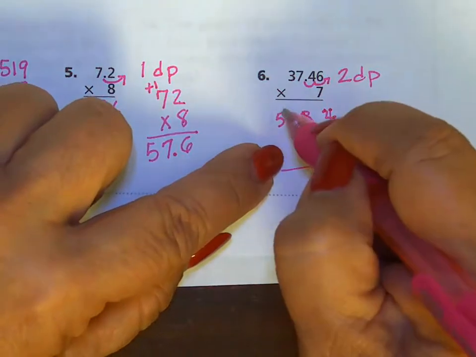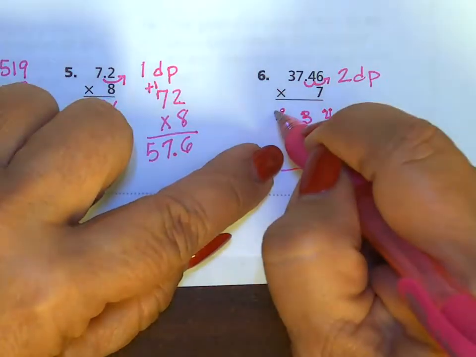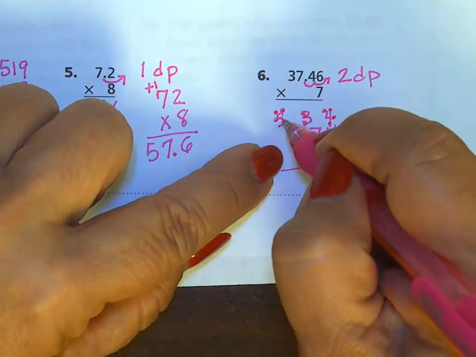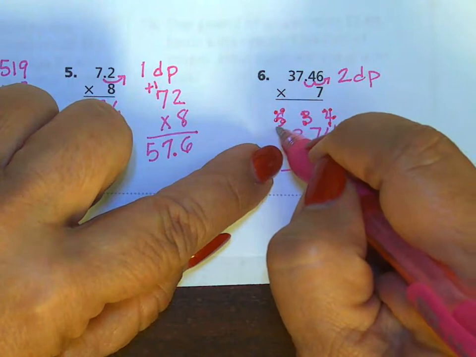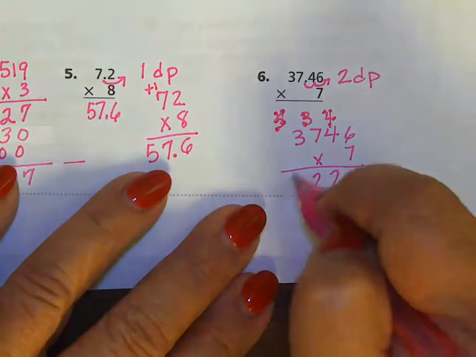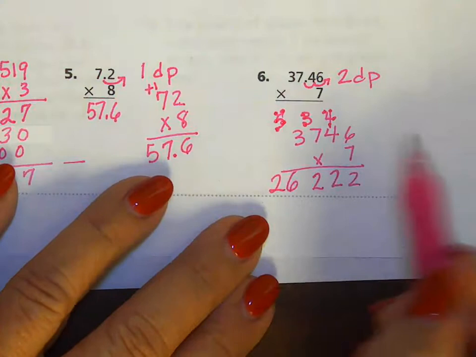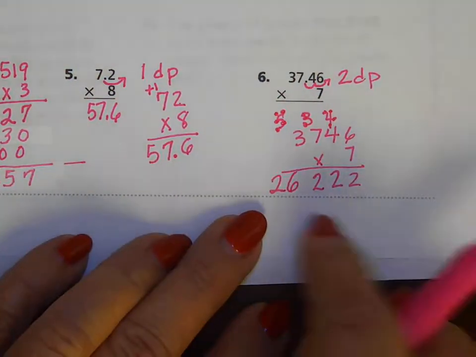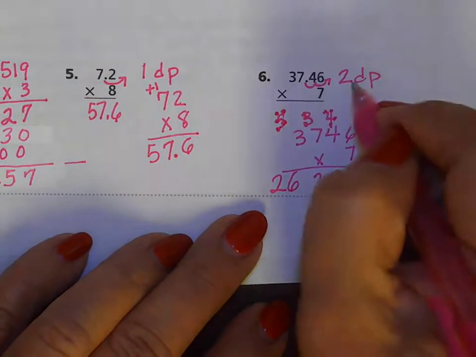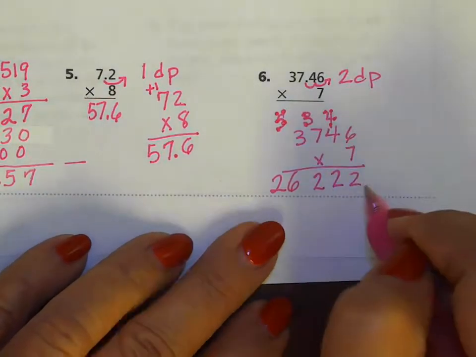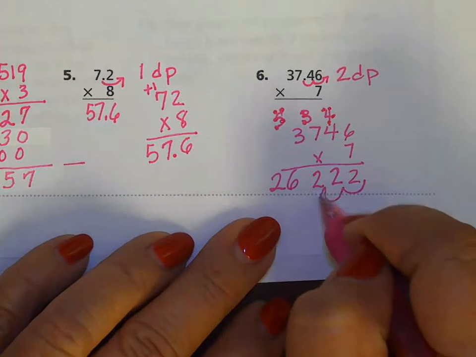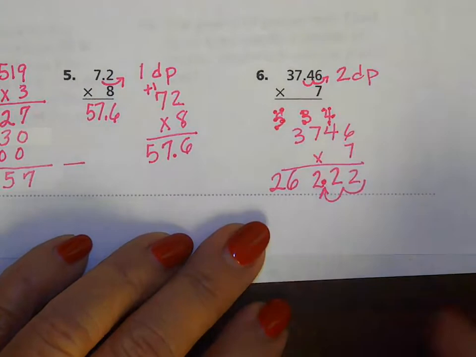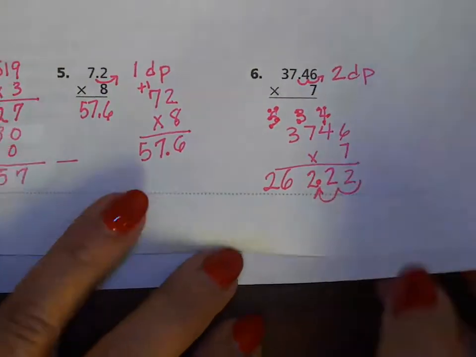7 times 3 is 21, 22, 23, 24, 25, and 26. But we know that it's not going to be 26,222 because I need to move my decimal back into the product twice. So it's 1, 2, and it becomes 262 and 22 hundredths. All right, let's flip this over.